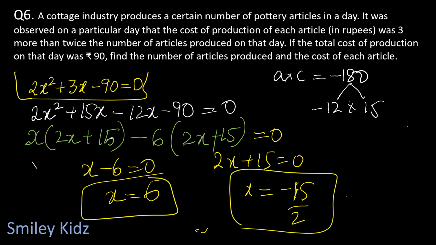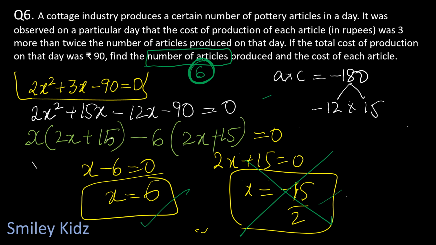Now which value should I choose? Am I going to choose 6 or minus 15 by 2? Well, the x value over here is the number of articles produced. And the number of articles produced will never be in the form of a fraction or in the negative form, isn't it? So the number of articles produced are 6.